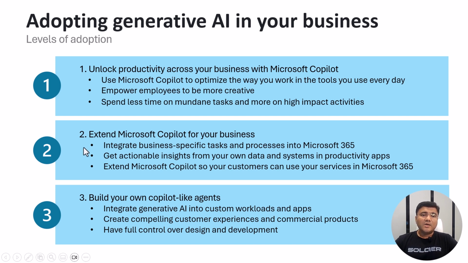The second thing is you can extend Microsoft Copilot for your business using integration with business-specific tasks, your business processes, your organization-specific data. You can integrate those things with Microsoft Copilot, and based on that, you can get actionable insights from your own data. It's going to help you improve productivity with the productivity apps in your organization, and that extension is your level 2. Other than this, you can go with the third option also, which is that you can build your own Copilot-like agents. AI agent development is also one of the latest and most important things of recent times.